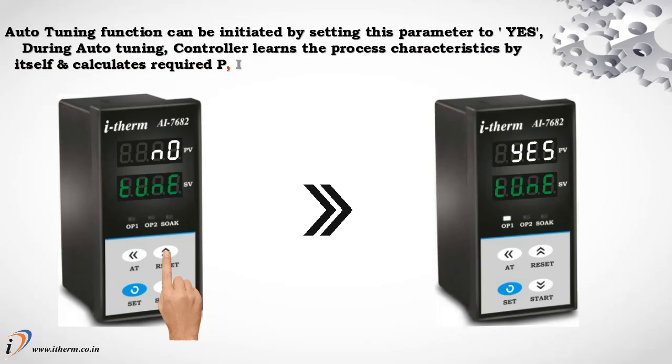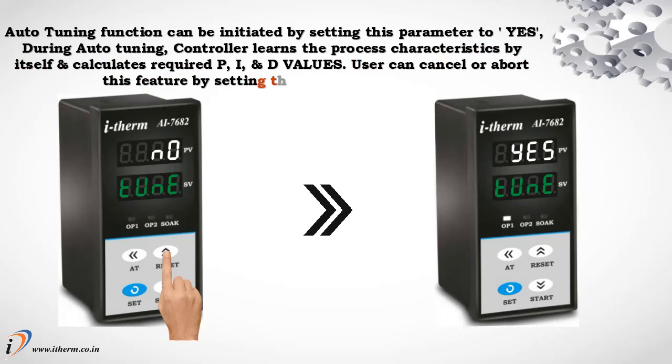During auto-tuning, controller learns the process characteristics by itself and calculates required P, I, and D values. User can cancel or abort this feature by setting this parameter to no.